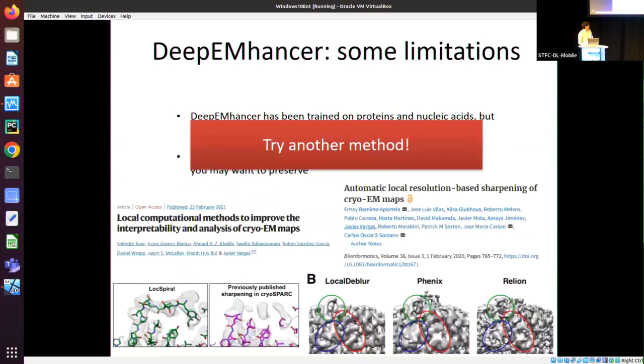And I would say that since there are many other methods, just try to pick other methods, not for the backbone, not for the side chains, but to focus only on the problematic regions of your map. And they probably would give you the most if you just try to combine different approaches.